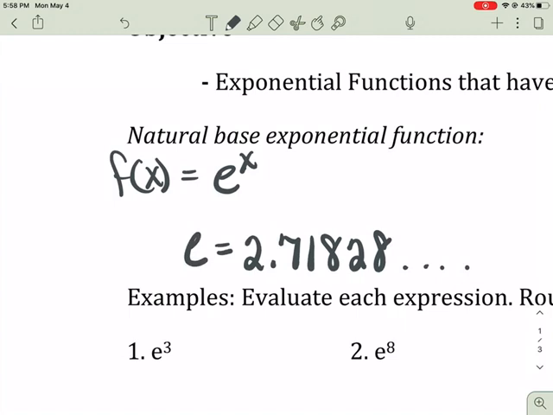And it's actually called the natural exponential because it's something that naturally occurs in math. And a lot of times it happens in your sciences. So if you think along the lines of chemistry and decay and half-life and things along those lines, that's when you're going to see this a lot.